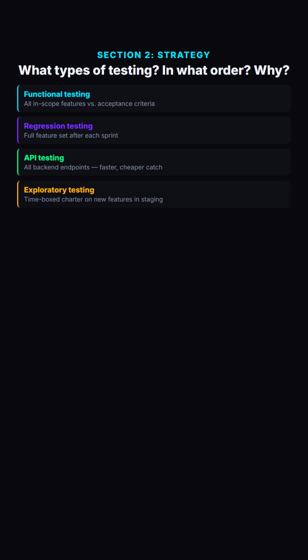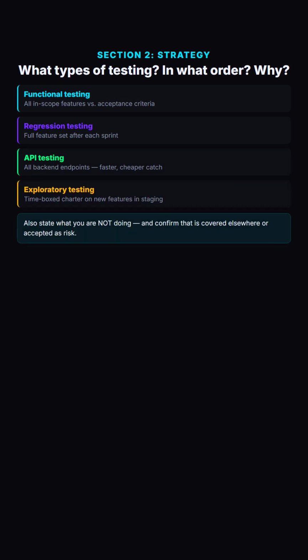The second section is your test strategy, and this is where you move from scope to methodology. The strategy answers the question: given what we have decided to test, what types of testing are we going to do, in what order, using what tools, and why did we make those choices? A complete strategy section for a typical sprint might read like this. We will perform functional testing on all in-scope features against the documented acceptance criteria.